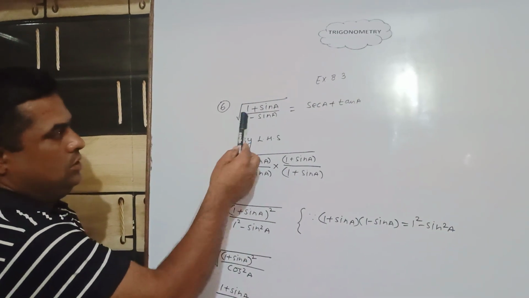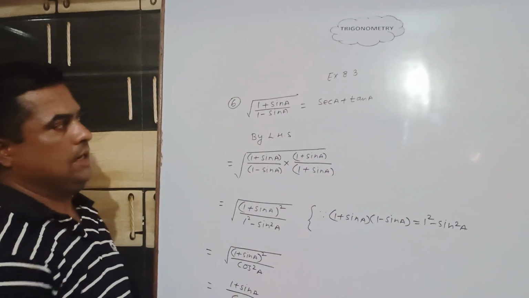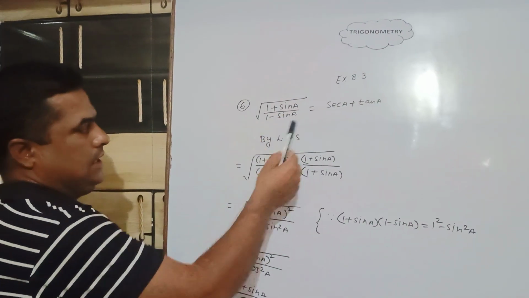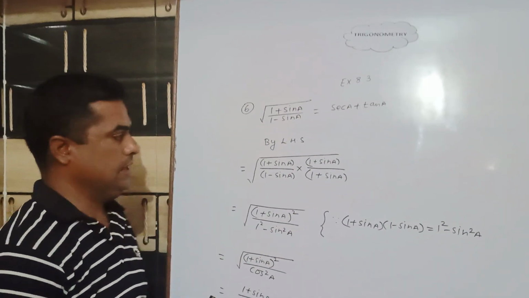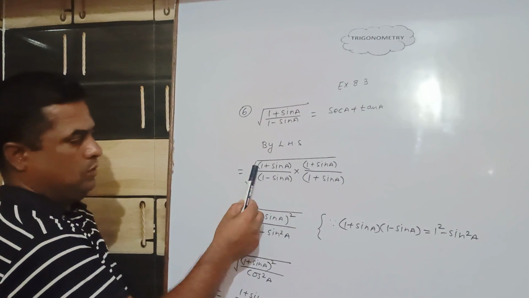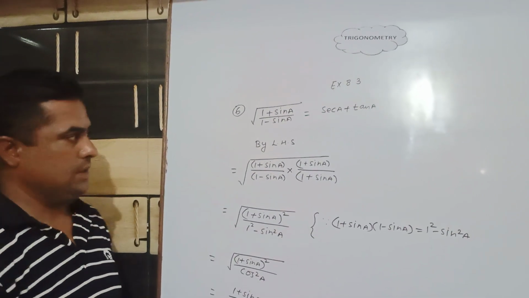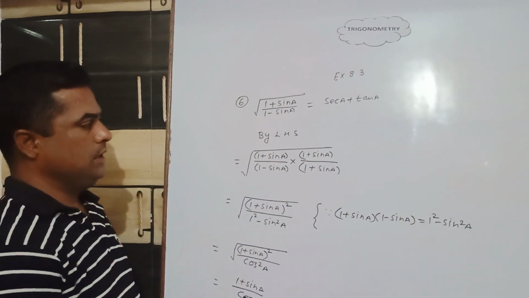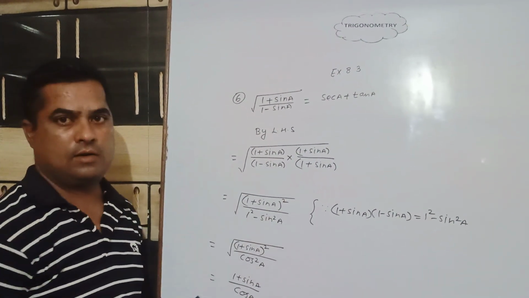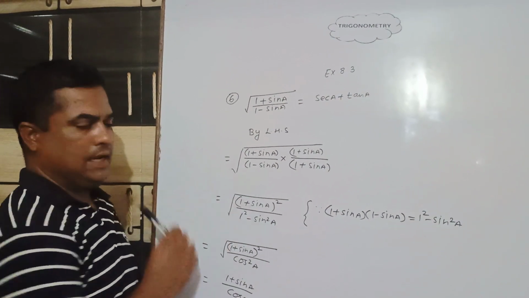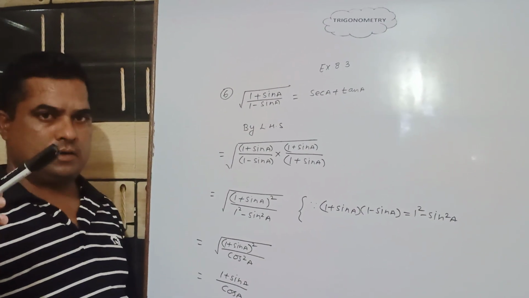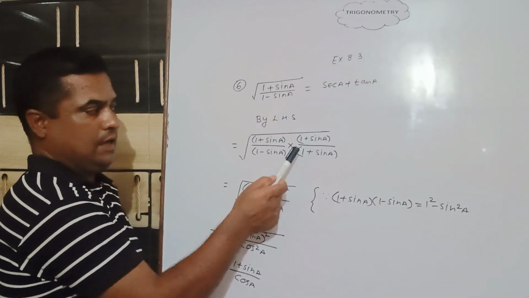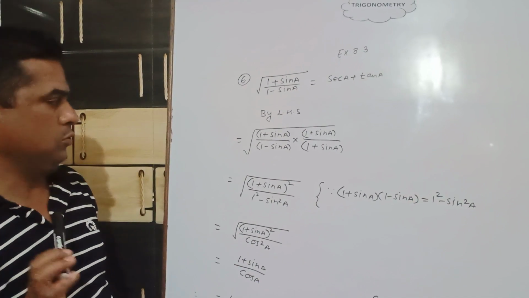Prove that under root of 1 plus sin A upon 1 minus sin A is equal to sec A plus tan A. So students, we will take the left hand side. We are taking under root 1 plus sin A upon 1 minus sin A. Actually, we have this denominator in the square root. So what will we do here? We will take the rationalization of the denominator. We have 1 minus sin A here, so we will take the conjugate, meaning the opposite sign of this sin A. So we will multiply by 1 plus sin A in the numerator and denominator both.